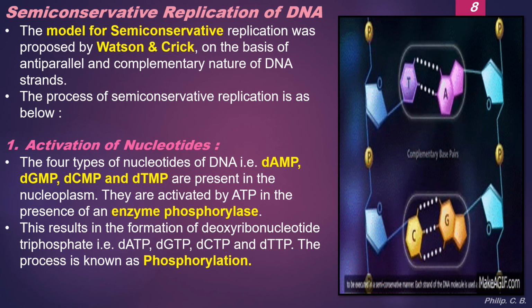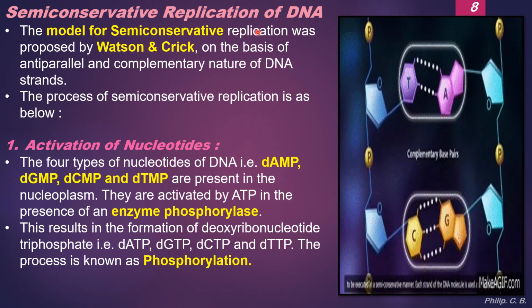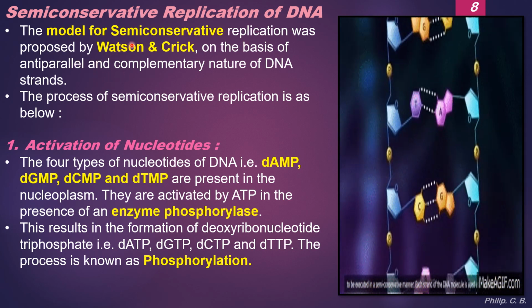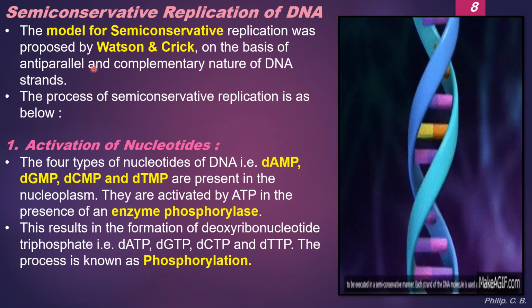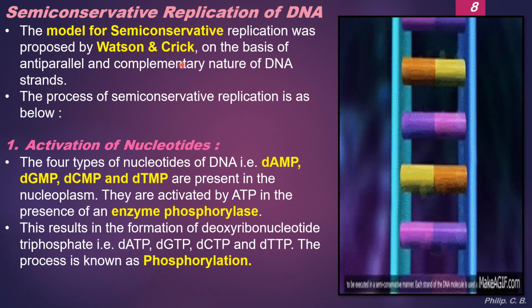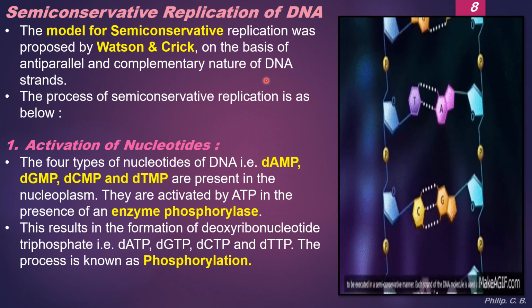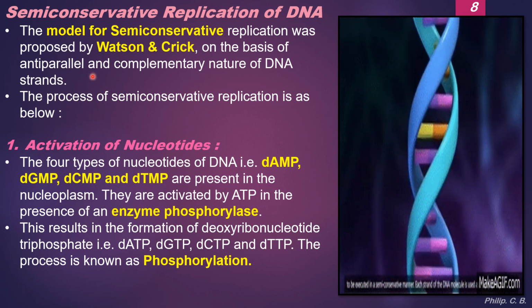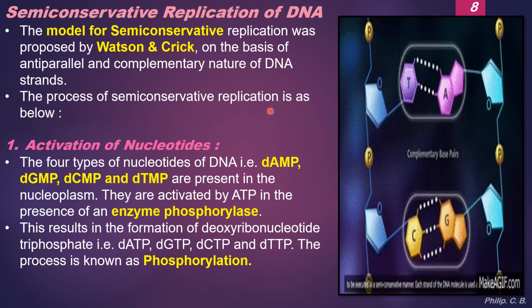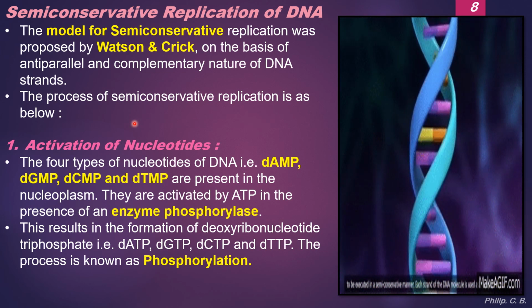Now moving further to learn in detail about the semi-conservative replication of DNA. The model for semi-conservative replication was proposed by Watson and Crick, as you saw in the second slide, on the basis of the anti-parallel and complementary nature of DNA strands. The process of semi-conservative replication is as below. So we have got steps.